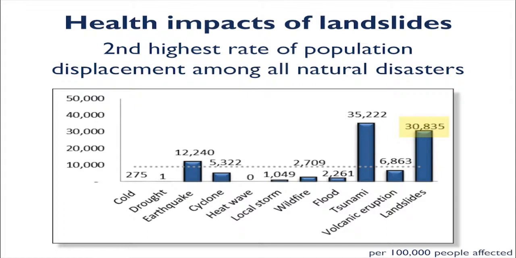So in other words, the number of people per 100,000 people affected, very high number of those people can be expected to be displaced by a landslide. So you hear about a landslide, you should expect the need for shelter among that population is going to be relatively high in comparison to many other types of natural disasters.